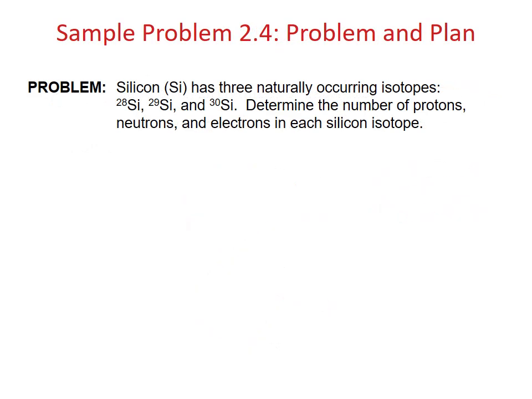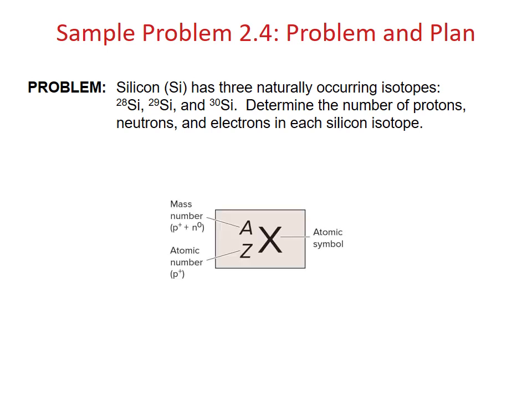Sample problem 2.4. Silicon has three naturally occurring isotopes, silicon 28, 29, 30. Determine the number of protons, neutrons, and electrons in each silicon isotope. We already learned the atomic symbol, the atomic number, which is the proton number, and the mass number, which is the sum of the proton and neutron numbers. In this question, A is given, X is also given. We want to find the others.